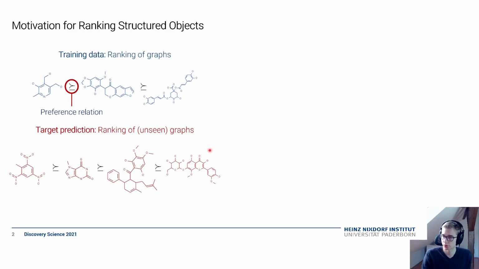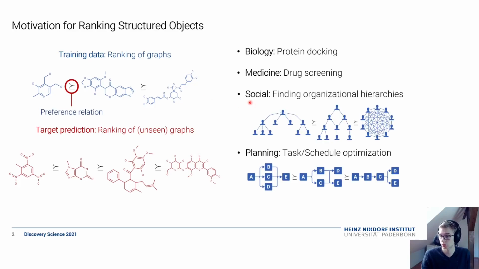For molecular data, as shown here in these problems, applications can be found, for example, in biology, where there's the so-called protein docking problem. In medicine, there's the so-called drug screening problem, where one wants to find promising active ingredients that will have a certain desired effect. However, apart from molecular data, there are also interesting applications, for example, looking at social networks, where one problem might be to find a well-working organizational hierarchy. Another application for ranking structured objects might be in the domain of planning, where a ranking model might be used, for example, to suggest a schedule to the organizer of an event.